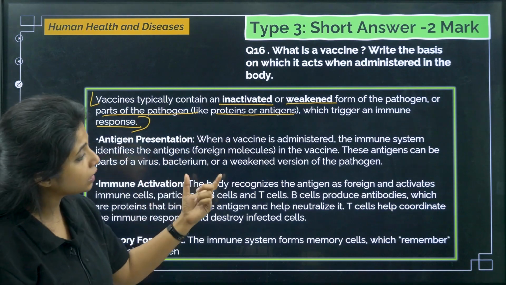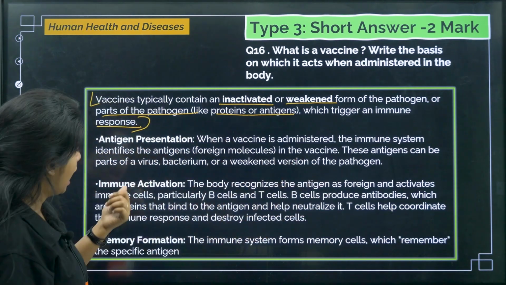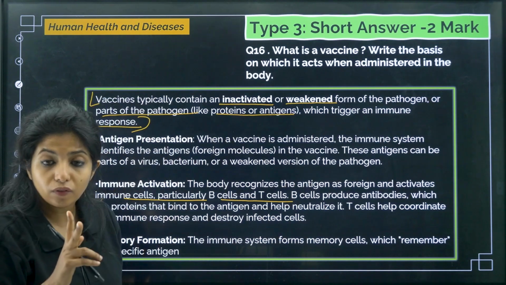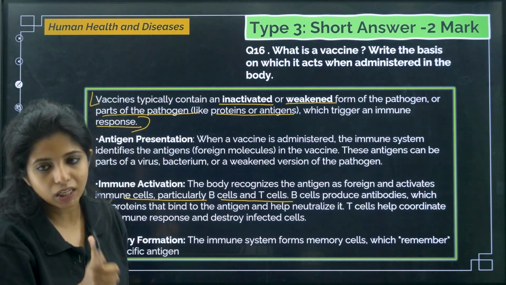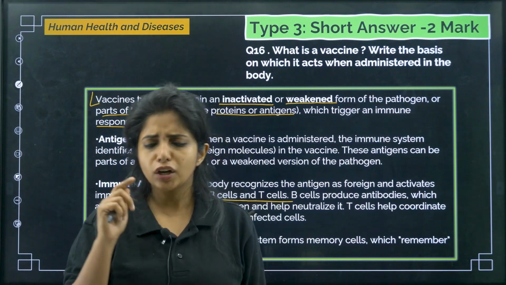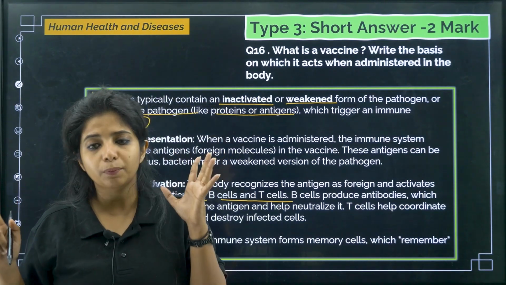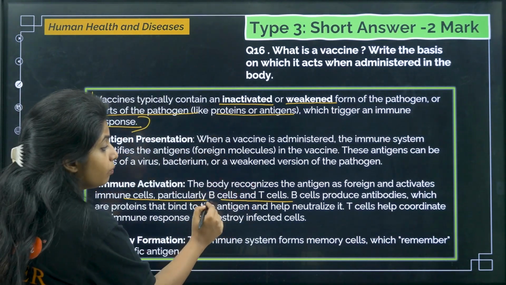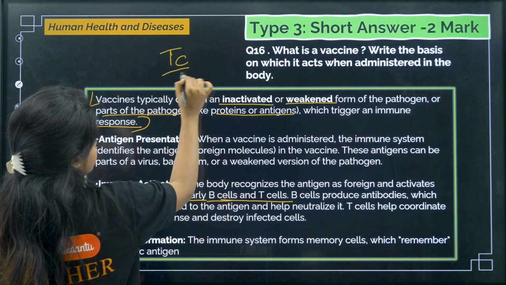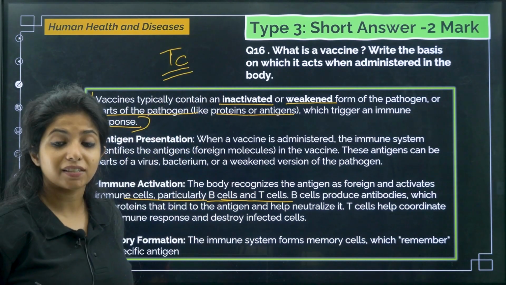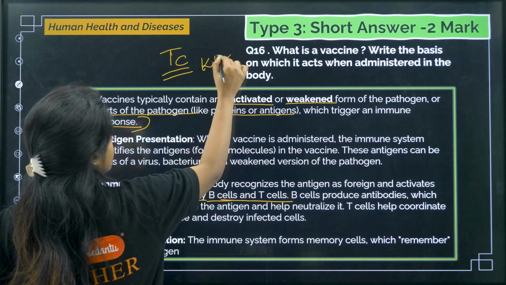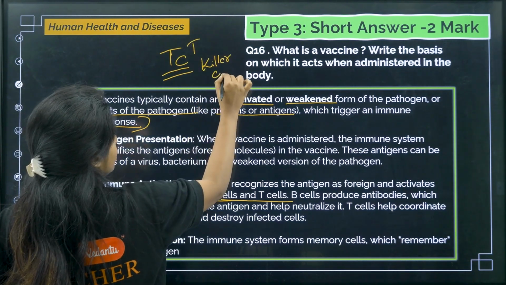Now, the second thing, the body recognizes the antigen as foreign and activates immune cells, particularly B cells and T cells. There are two lymphocytes I told you, B lymphocytes and T lymphocytes. B lymphocytes release antibodies. T lymphocytes, there are two different types. One is the T helper cells, which make the B cells active. There is another type of T cells, known as cytotoxic T cells, or you call them killer T cells.